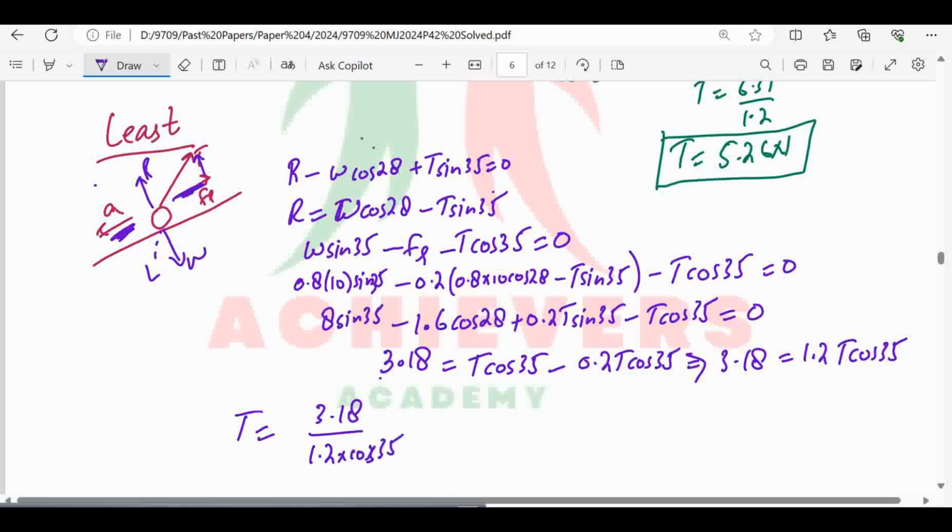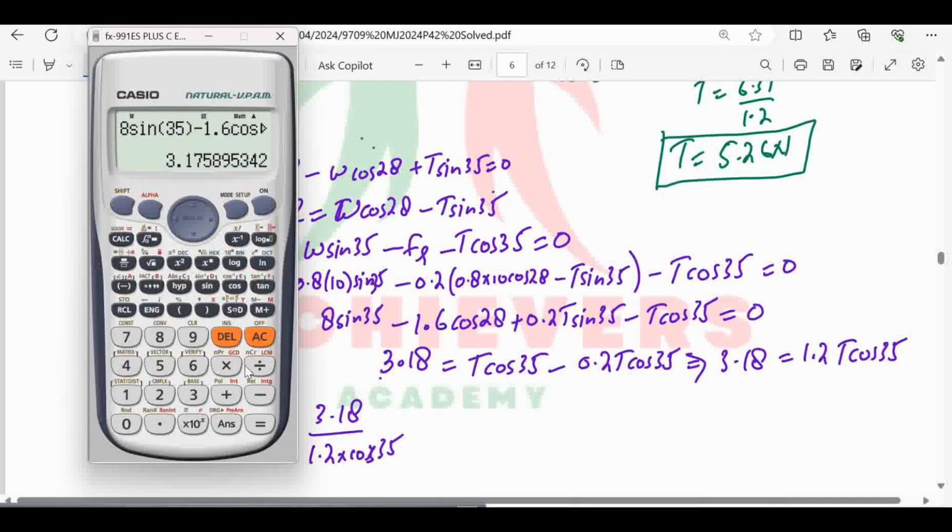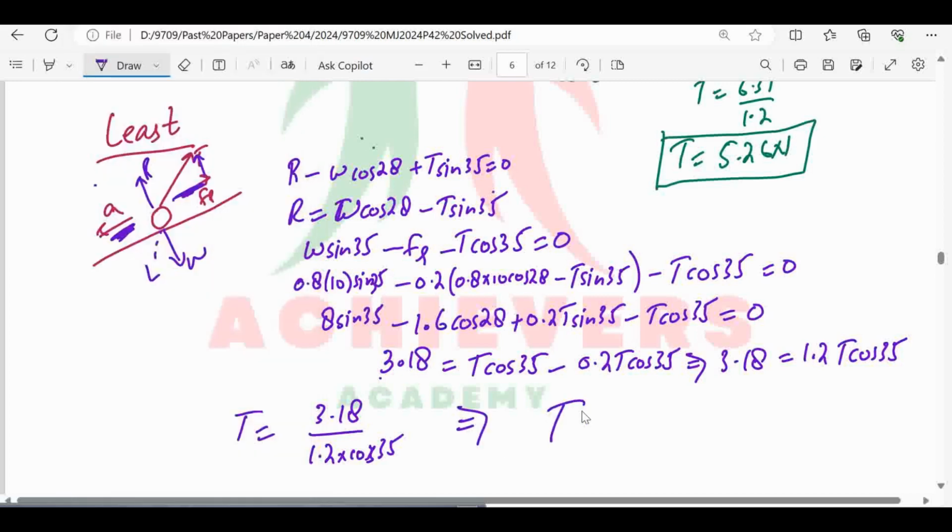So let me solve it here. Divided by 1.2, then again divided by cos of 35. So the final answer will be 3.23. So for the least one, T will be equals to 3.23. This will be the final answer.